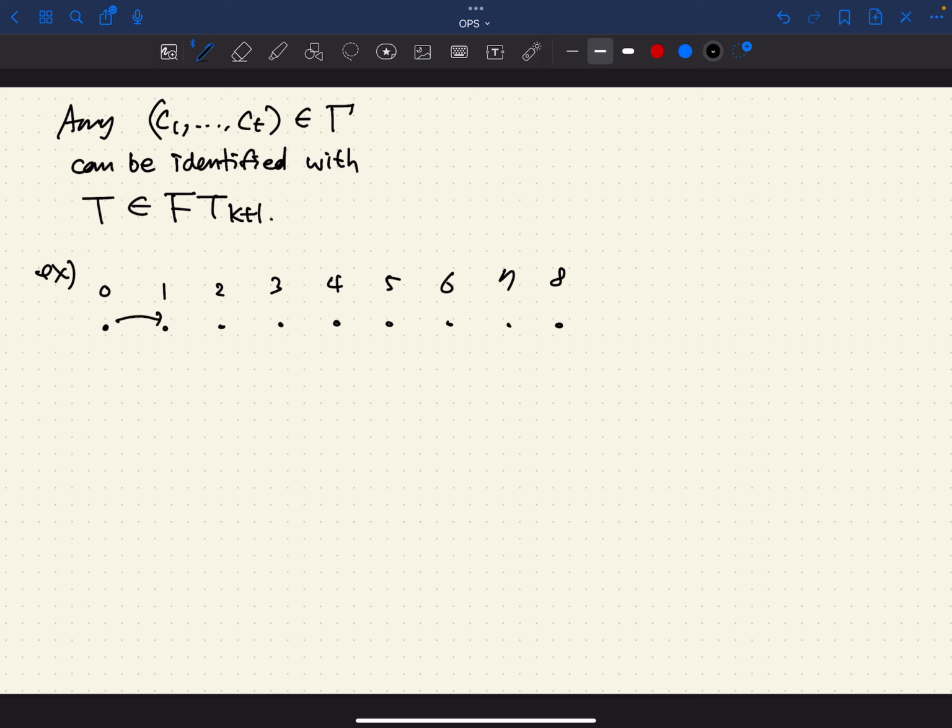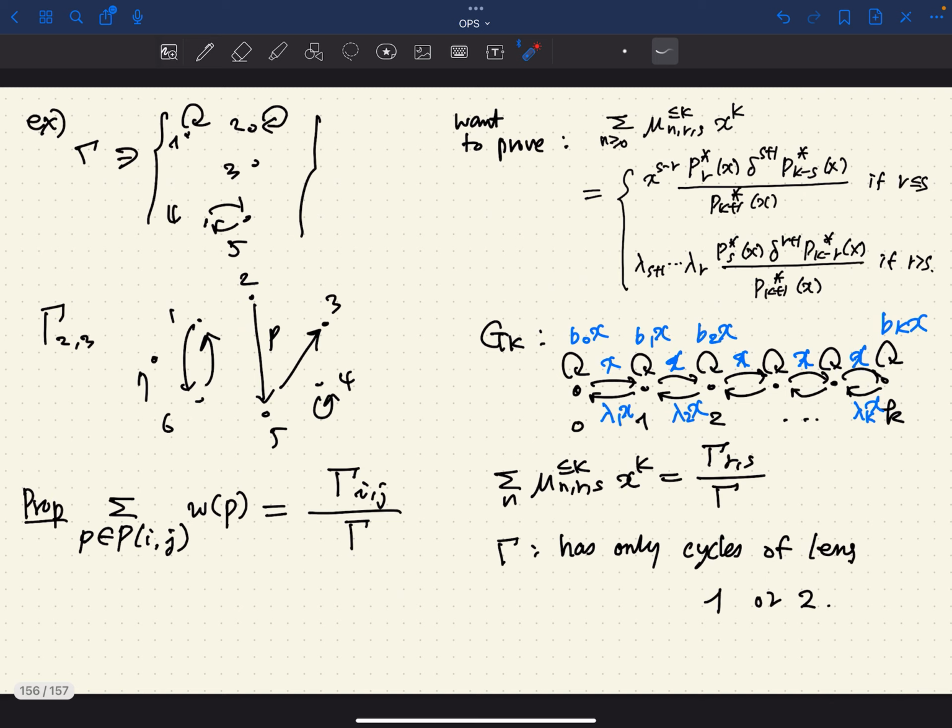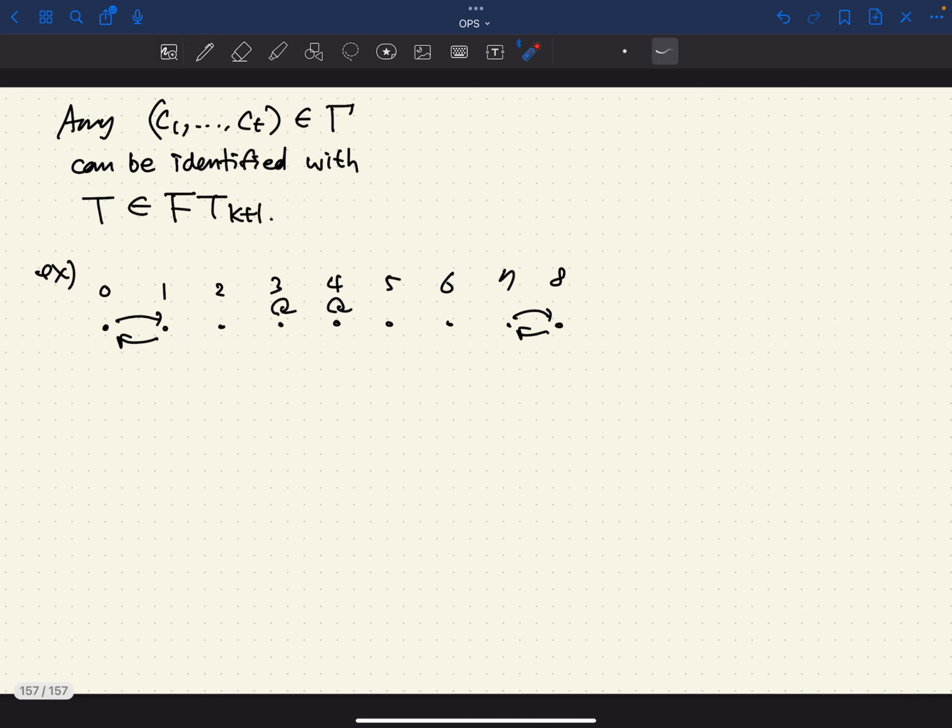So everything must be of length 2 or length 1. This is an example in our disjoint collection. But what is the weight? The weight is always this, with a minus for every cycle. So this gives us x and lambda x and minus, so it's going to be minus lambda 1 x squared.